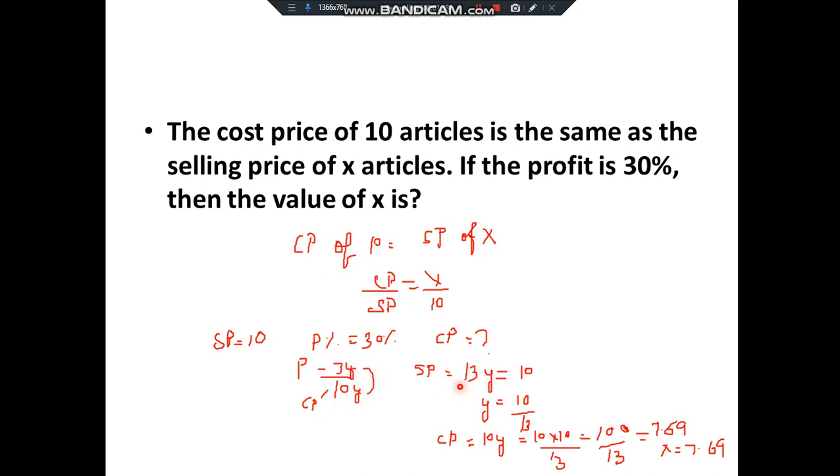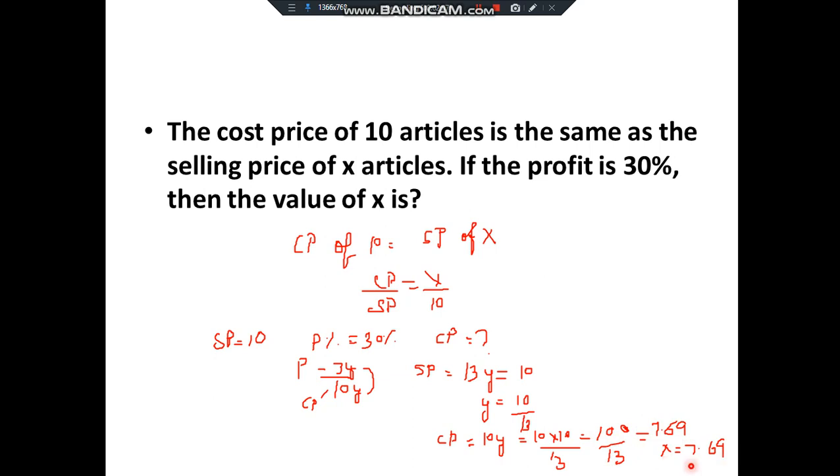So we already have in the question selling price is equal to 10. So 13y is equal to 10. We'll equate like that. So y value we get as 10 by 13. So here our question is find the value of x. X is here the cost price, right? So cost price, how much is it? 10y. So 10 into 10 by 13, which is 100 by 13, which is nothing but 7.69. Okay, that is the answer.